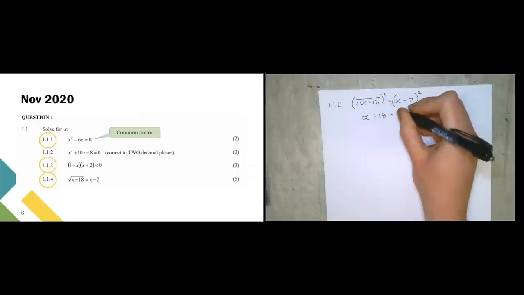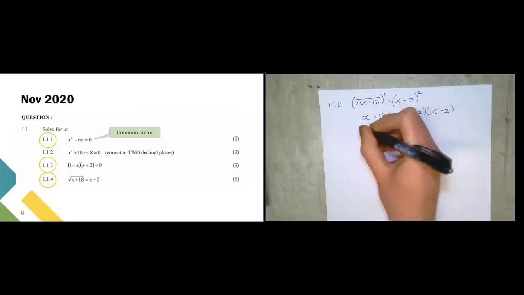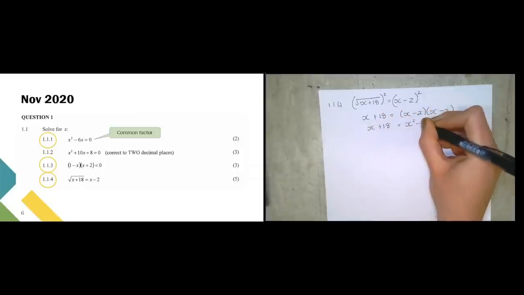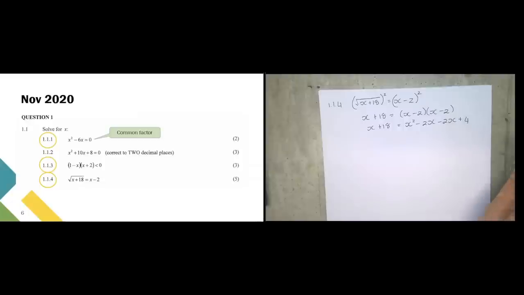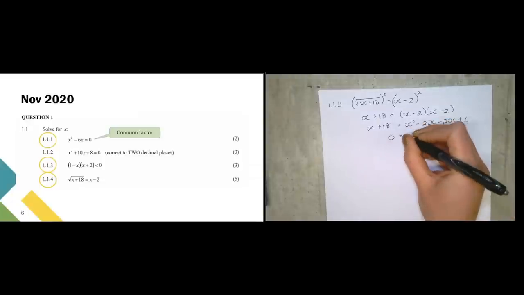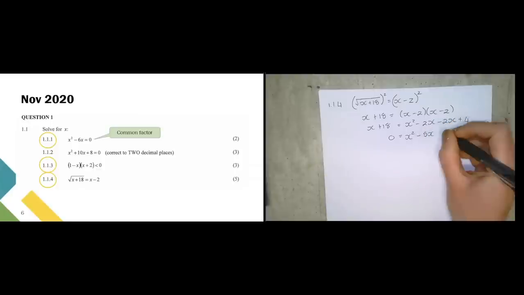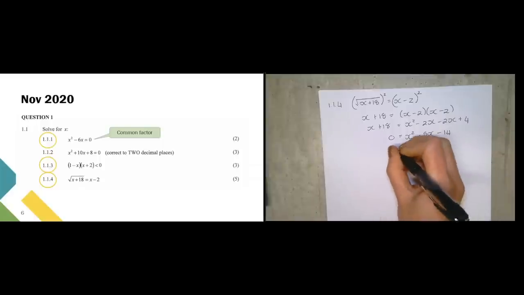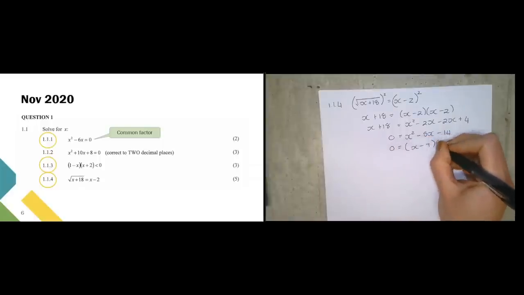Be safe and write the bracket out twice so you do not forget the middle term, and then you can multiply out your brackets. So that's x squared minus 2x minus 2x plus 4. Next step is to write it in standard form. So that gives us x squared minus 5x minus 14. And now I have to factorize. If I factorize my trinomial, my brackets are x minus 7 and x plus 2.